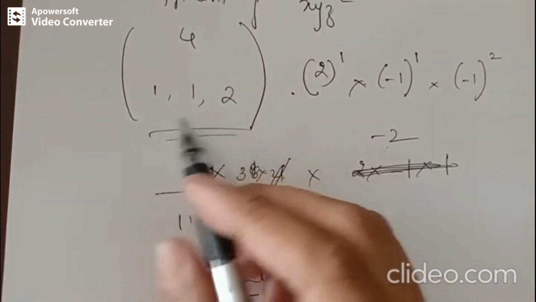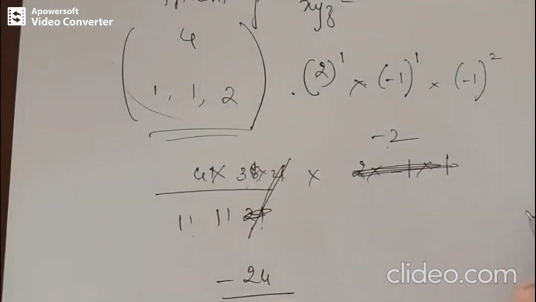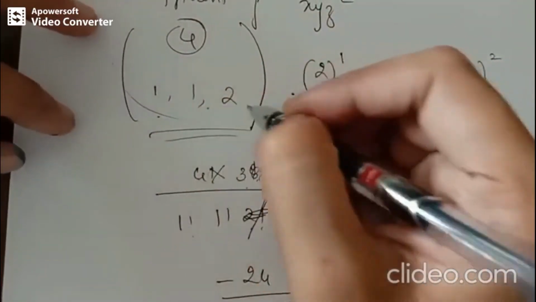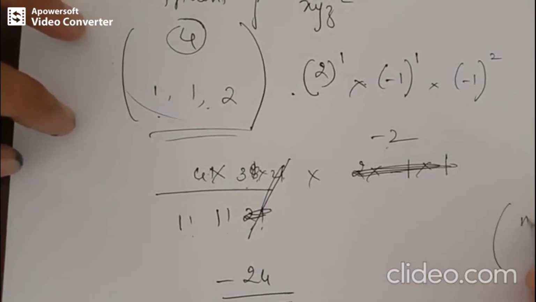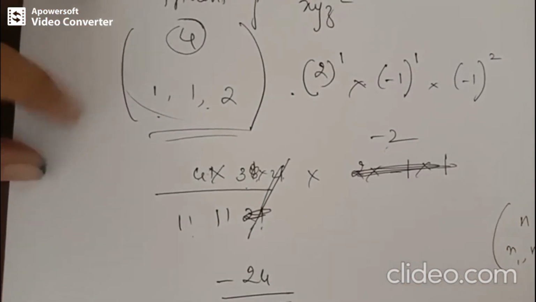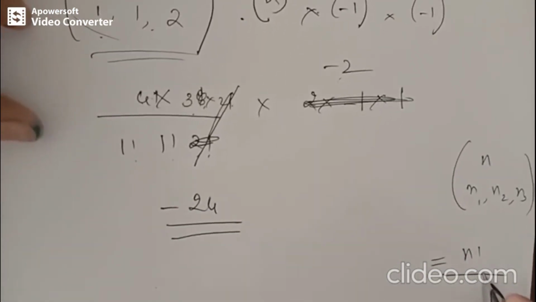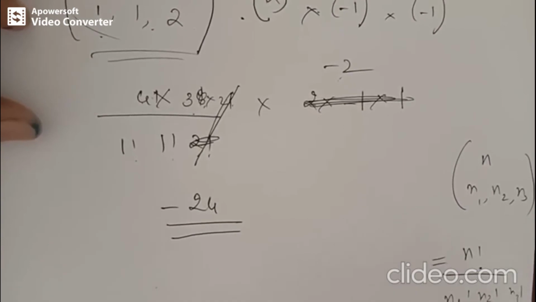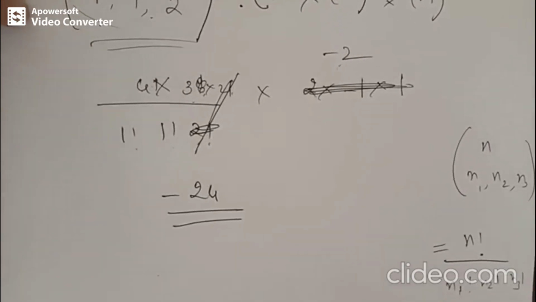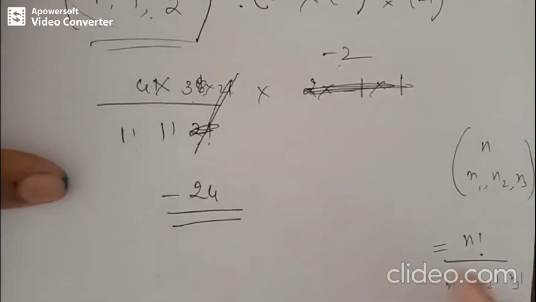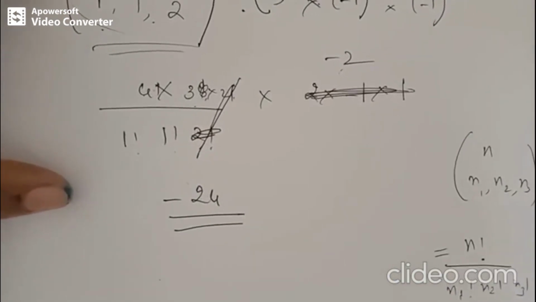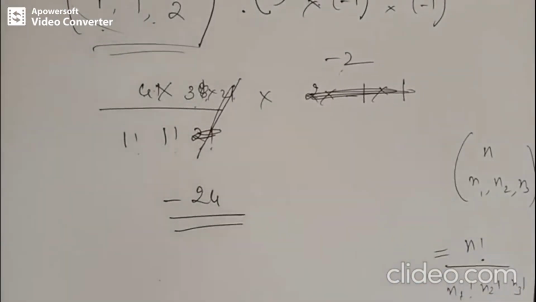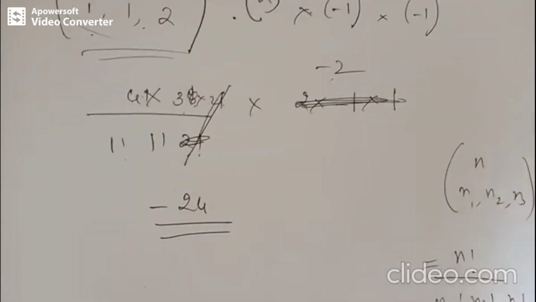So as you know, this is your n, this is n1, n2, n3. So the formula for n and n1, n2, n3 will be n factorial by n1 factorial into n2 factorial into n3 factorial. So this is how, based on that, I have substituted the values over here. So let's take another question, which is based on the same concept of the multinomial theorem.